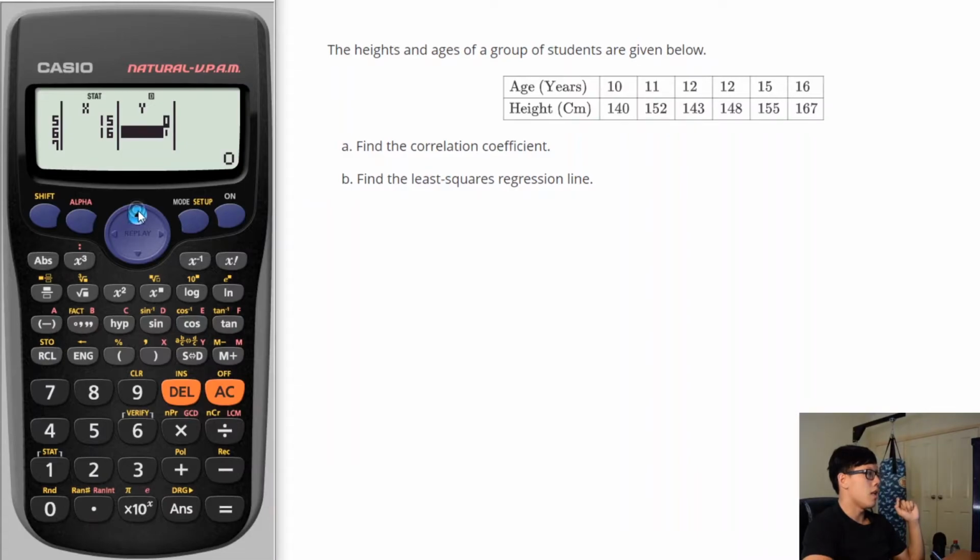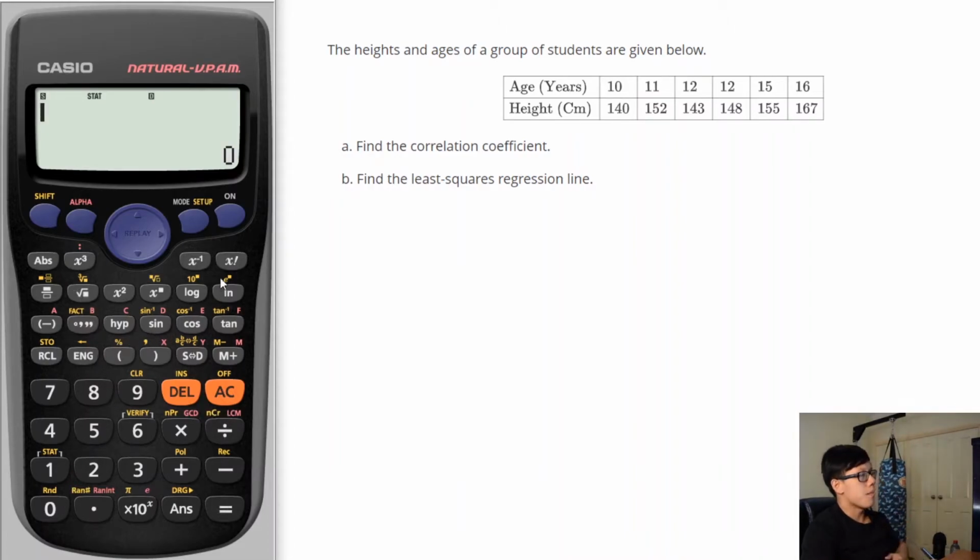Now I'm going to put in the corresponding y values. 140, 152, 143, 148, 155, 167.